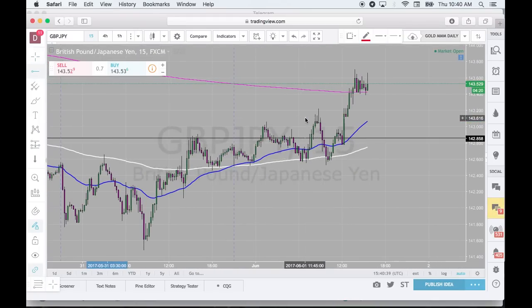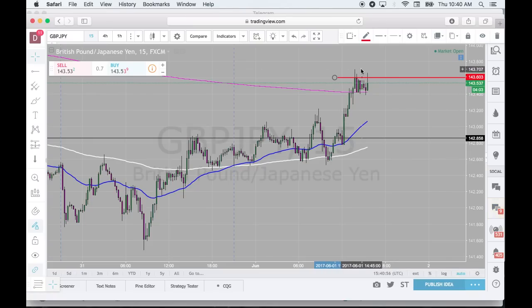So here we can see GBPJPY. It made its way up to the 800 moving average, right? And right now it looks like this was a big fake out to the upside, and now it looks like this could be the first leg of the M, and this the second leg.